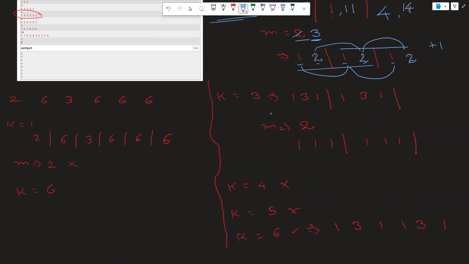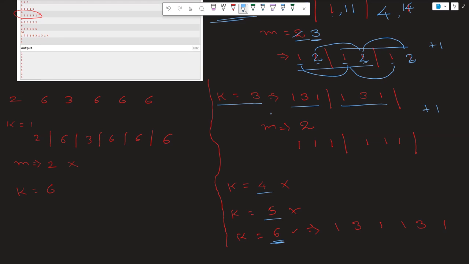So suppose in the previous example, for a group size of 3, we have 1 3 1, 1 3 1. Now we see 1 3 1 and 1 3 1 are already identical. Even if we take m as 2, we will get 1 1 1 and 1 1 1, right? So this is also identical, so plus 1. Now if we take k as 4, we cannot divide the array into equal groups, because the factors of a size 6 array are not 4, neither 5.